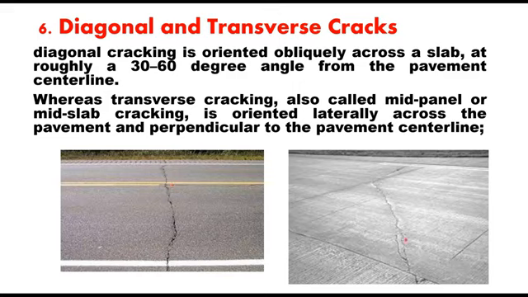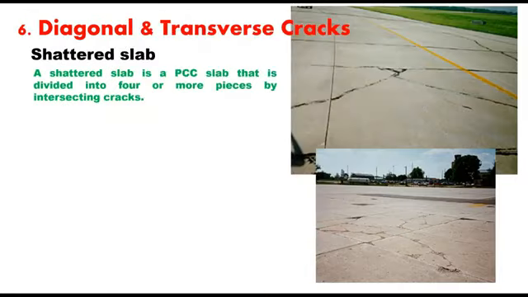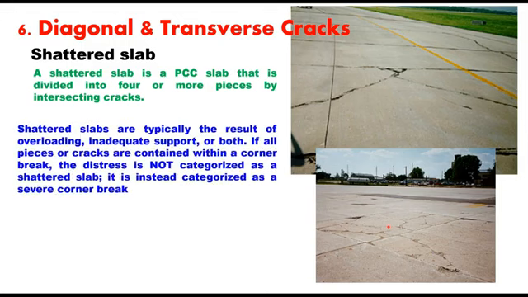These cracks typically extend through the entire thickness of the slab and can also develop in conjunction with one another to produce what is often referred to as a shattered or broken slab. A shattered slab is a PCC slab that is divided into 4 or more pieces by intersecting cracks. Shattered slabs are typically the result of overloading, inadequate support, or both. If all pieces or cracks are contained within a corner break, the distress is not categorized as a shattered slab, rather it is a severe corner break.